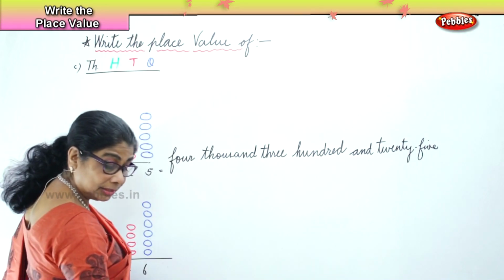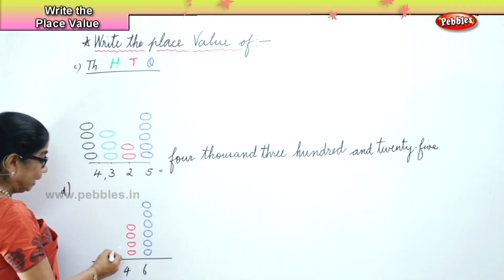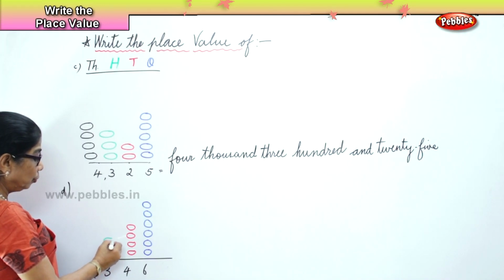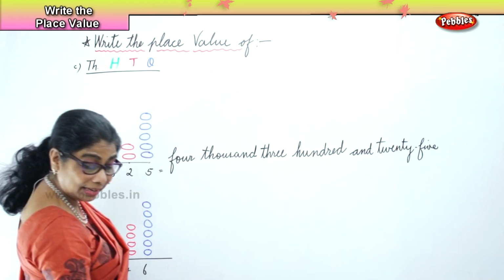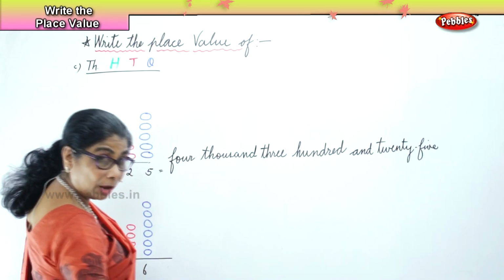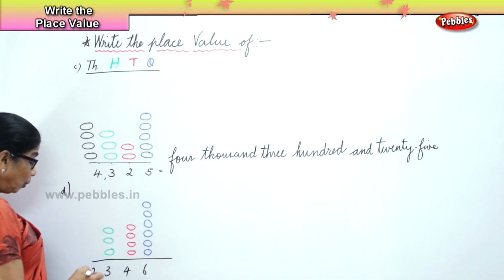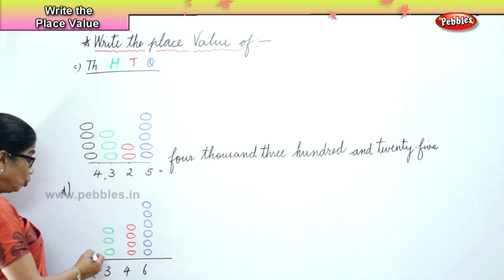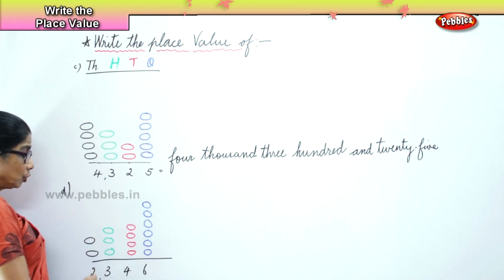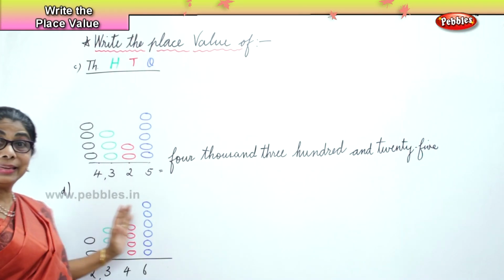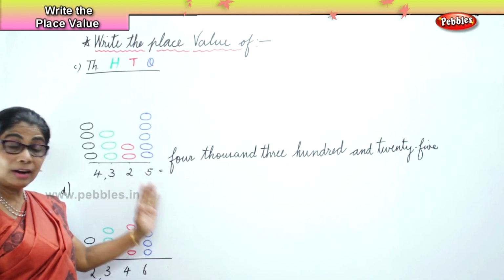Next is hundreds. How many hundreds? 3 hundreds. Each bead is 100. 100, 200 and 300. And finally you have thousands. Each bead is 1000. How many thousands are there? 2 thousands. 1000, 2000. So we placed the beads as per the color order.